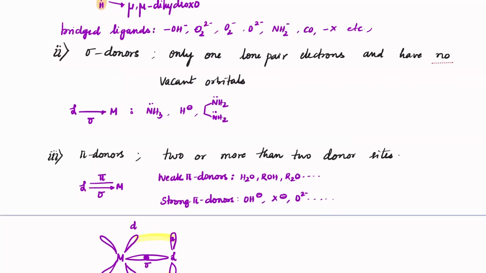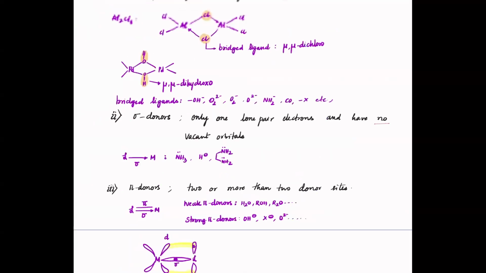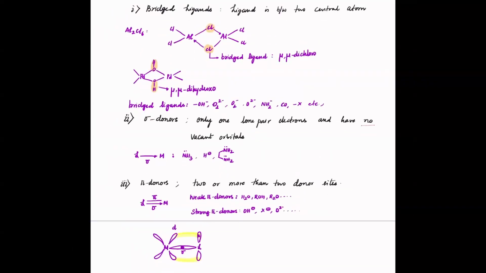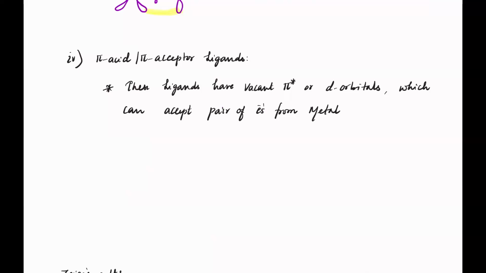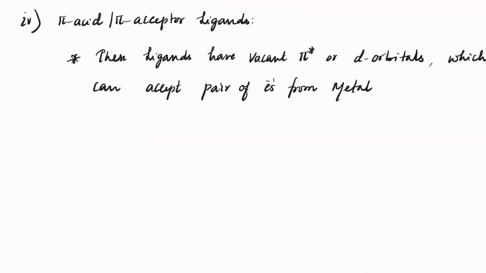So please go through this quickly. What are bridged sigma and pi donors? See, the next type is a very important one. That is the pi acid, or pi acceptor. Now instead of pi donor, it is now pi acceptor. So it is not donating, rather it is accepting now.